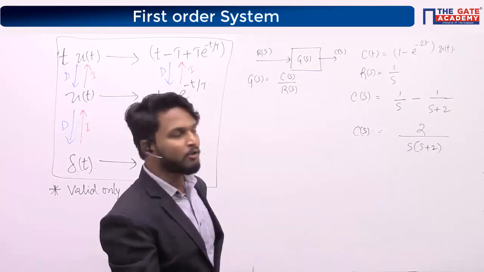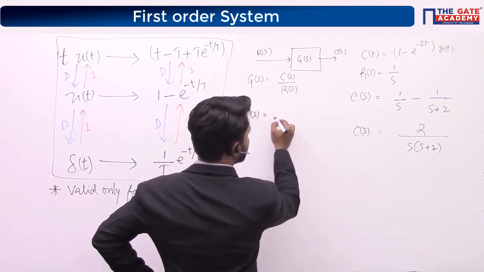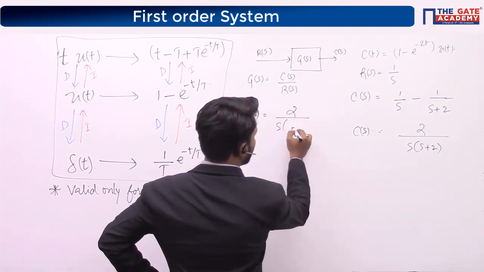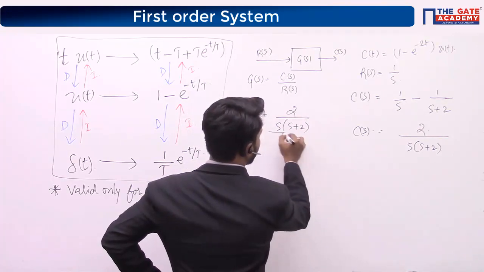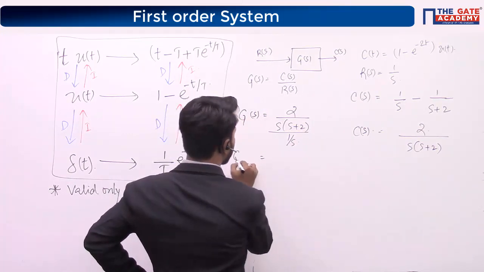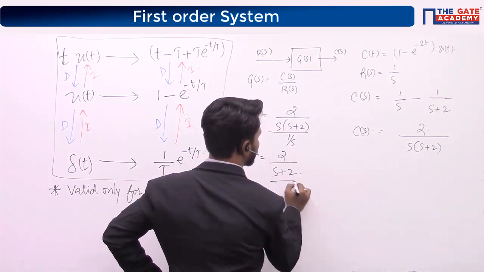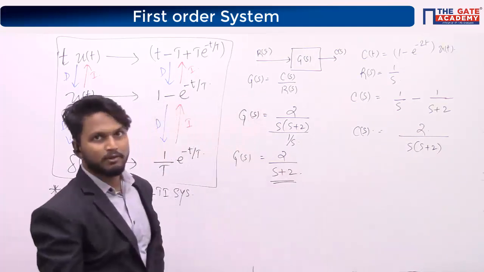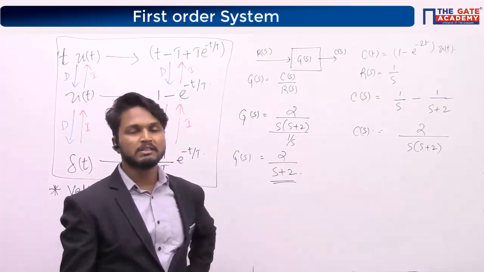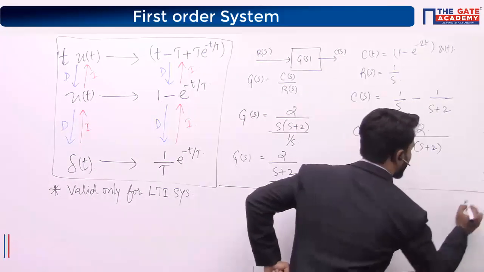In order to find G of s, it is C of s divided by R of s, that is 2 by s into s plus 2 divided by 1 by s. So you will get G of s is equal to 2 by s plus 2. This is the transfer function. If you go by the conventional procedure, this is the entire procedure.